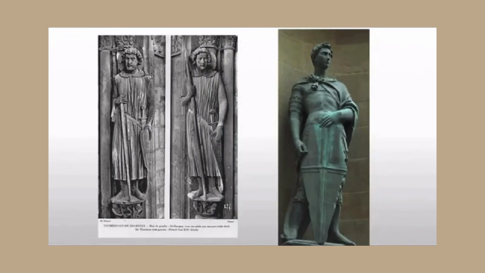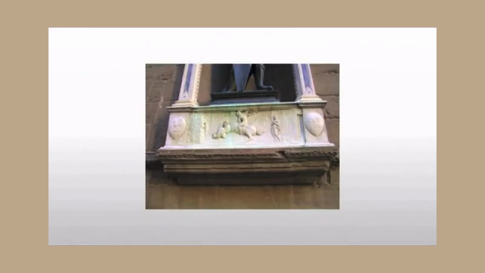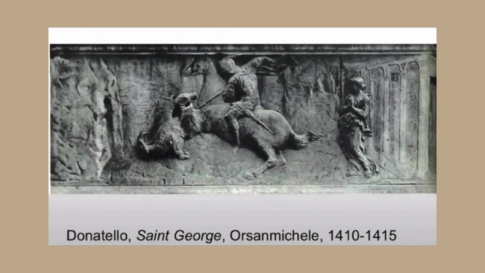Now, this is in the tradition of the use of warrior saints in medieval churches. Very, very common. In fact, here we see St. Theodore and St. George at Chartres Cathedral. Now, directly below our friend St. George is going to be this sculpture of St. George and the dragon. And this was commissioned 2 years after the sculpture was installed.